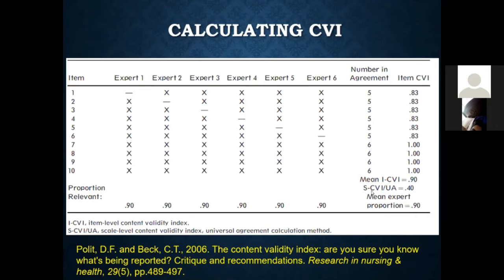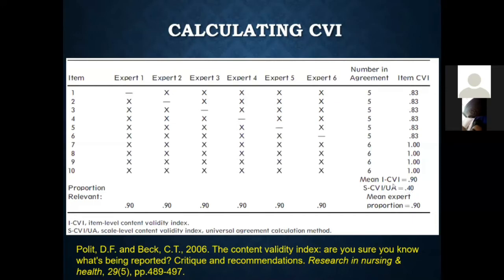What about UA, SCVI universal agreement? If you look at the table, there are only 4 items that received full marks from all experts. So it is 4/10, 40%. It is 4/10, so you will get 0.4.